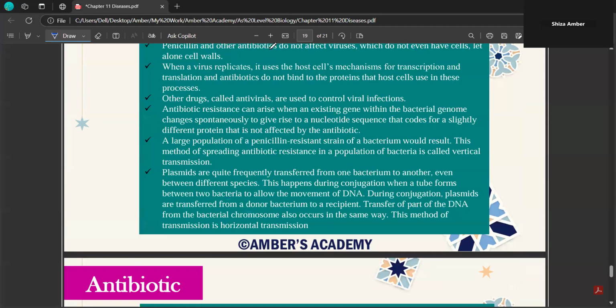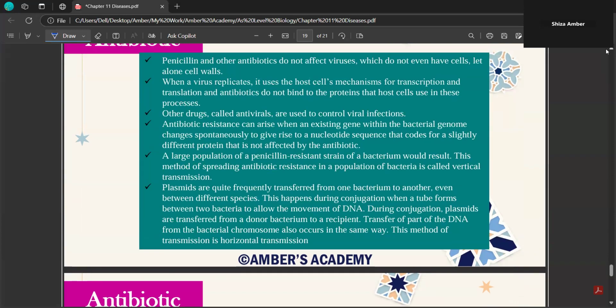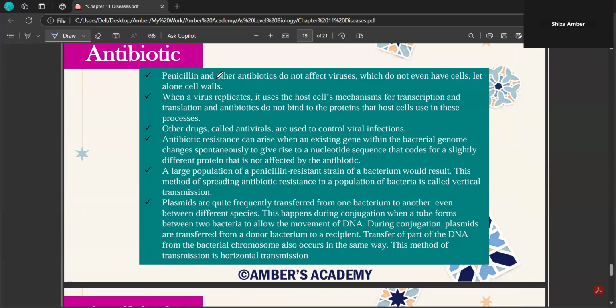So penicillin and other antibiotics do not affect viruses. Why? Because viruses are different organisms, and initially, if they're not inside their host, they are considered to be non-living. And also, a virus keeps on changing itself, it keeps on mutating. So drugs cannot easily control viral infections. Even antivirals can't fully control viral infections because a virus has this ability to change itself.